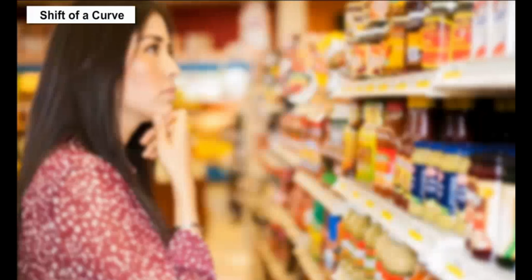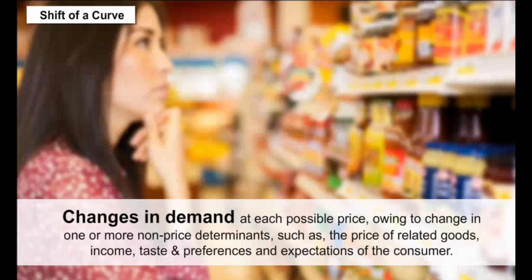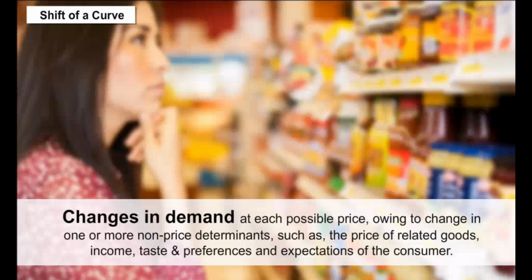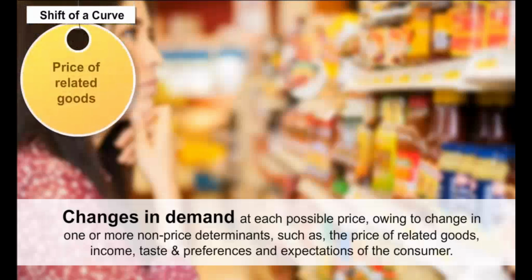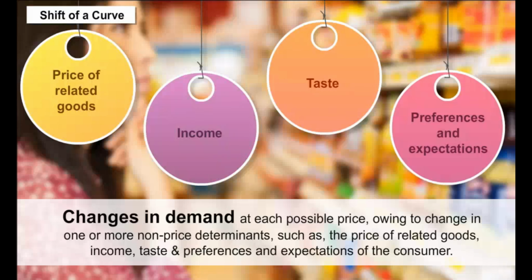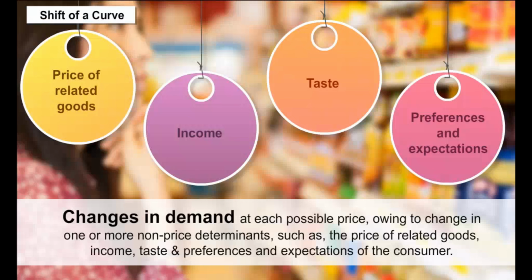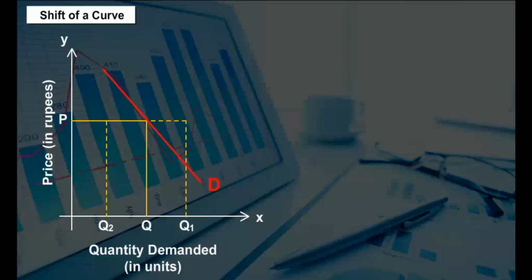A shift in the demand curve displays changes in demand at each possible price, owing to change in one or more non-price determinants, such as the price of related goods, income, taste, and preferences, and expectations of the consumer. The demand curve shifts in any of the two sides. 1.